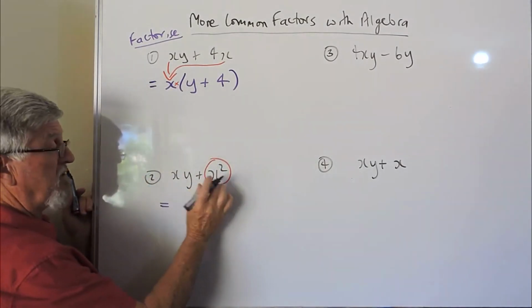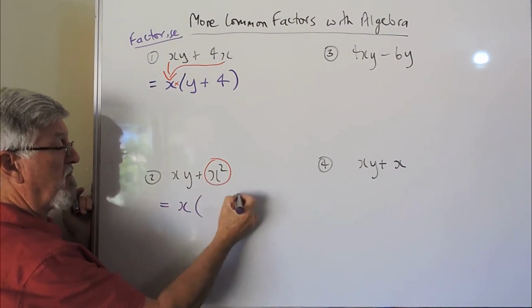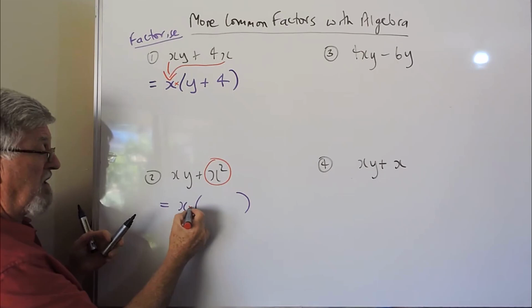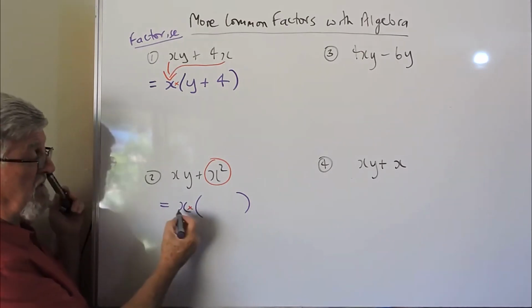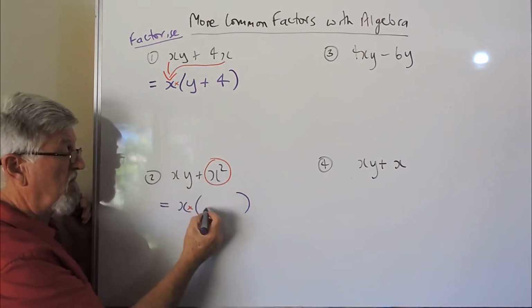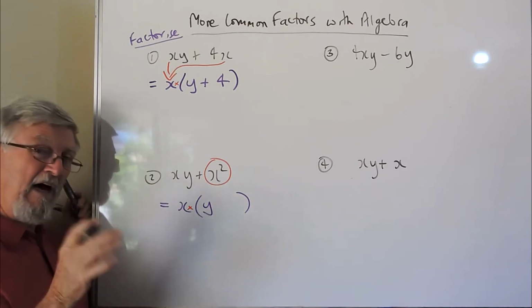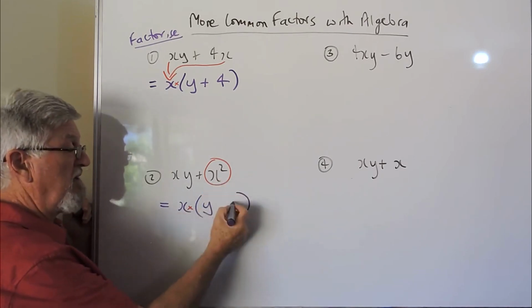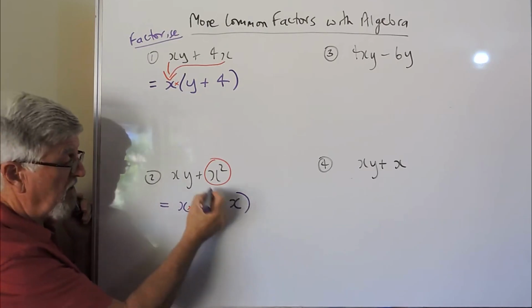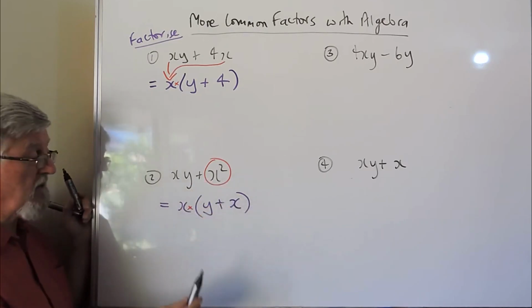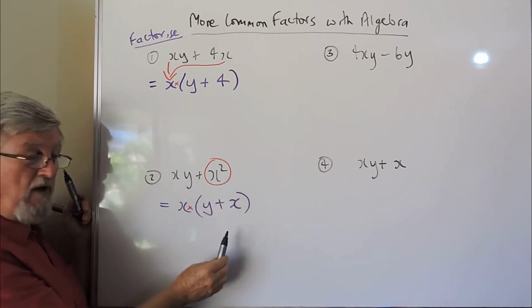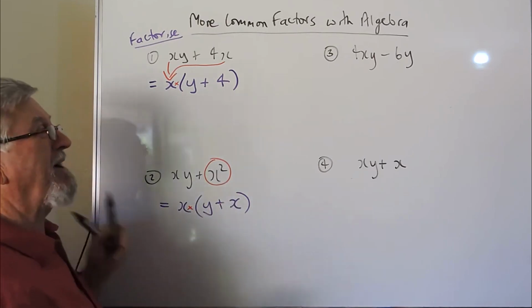So there's an x in this, there's an x in this, so I can put an x outside the bracket, and remember we've still got a multiplication there. So then the question is x times what is xy, so that's obviously a y, and I had to ask myself that question over and over again. X times what is x squared, and that's an x. So then you've got the addition in here. So you can check it again. X times y is xy, x times x is x squared. So it's a reverse of expanding the brackets.